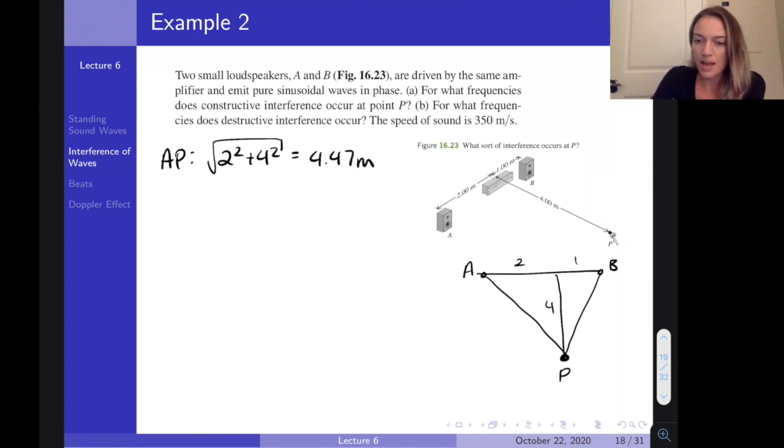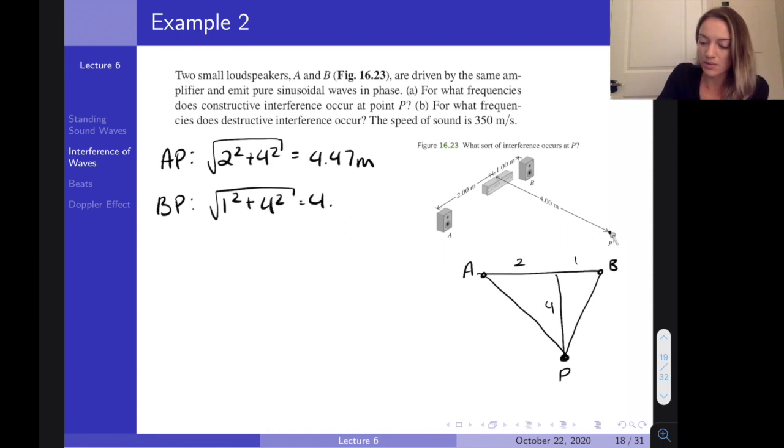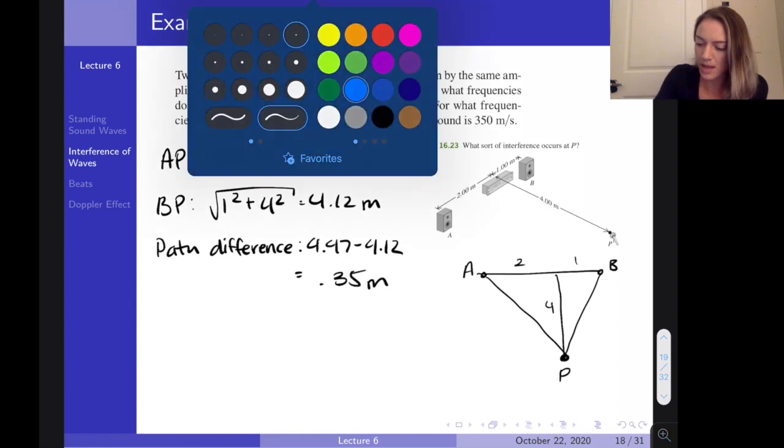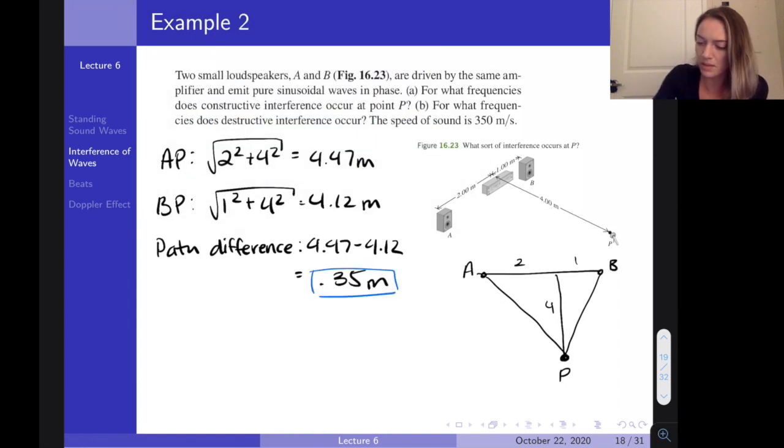That comes out to 4.47 meters. And then from B to P, we just have the square root of 1 squared plus 4 squared. And that comes out to 4.12 meters. So our path difference is just the difference between those two, obviously. So it's just going to be 4.47 minus 4.12, and that's equal to 0.35 meters. So our path difference is 0.35 meters.